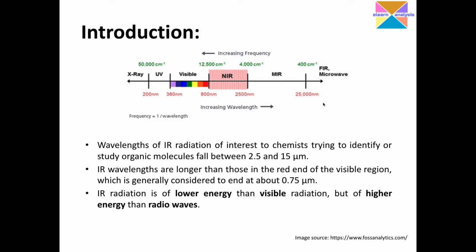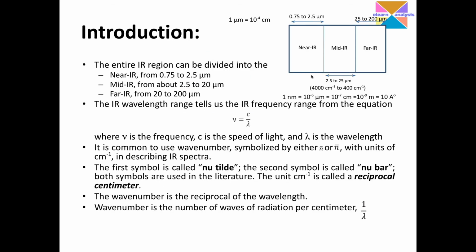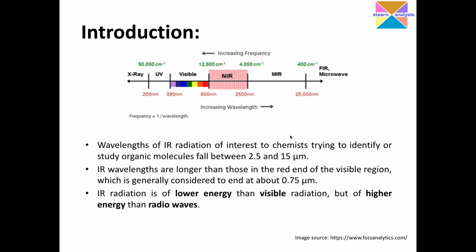So the IR wavelengths are longer, because as I travel to this right end, the wavelength will tend to become longer and longer. The IR wavelengths are longer than those at the red end of the visible region, which is generally close to the end at about 0.75 micrometer. So in the coming slide, I will show you the near IR region, which starts from 0.75 and ends at 2.5 micrometer. The mid-IR region will start from 2.5 and end at 25 micrometer. And the far infrared region will start from 25 and end at 200 micrometer. I will come to this discussion right after this slide.